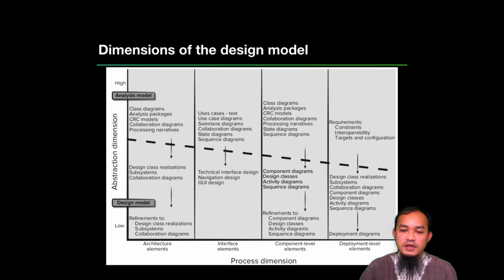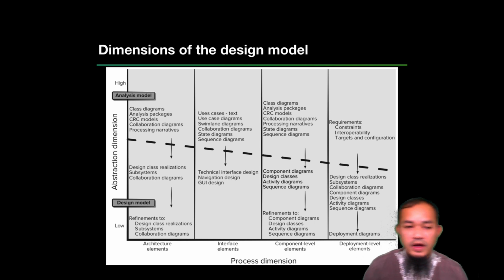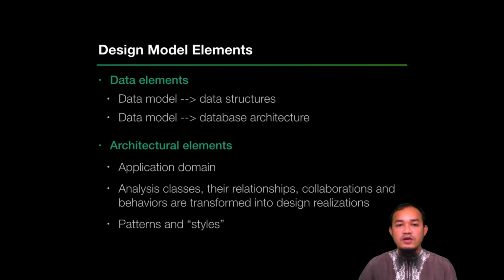In the component-level element, we have the analysis class diagram and the sequence diagram, which we have to translate into a component diagram. This is one of the UML diagrams, the component diagram, and then the design class diagram, activity diagram, and sequence diagram. So you see many are the same diagrams but at different levels of abstraction, from the analysis level with high abstraction to the design level with low abstraction. Design model elements can be considered here. One is the data element.